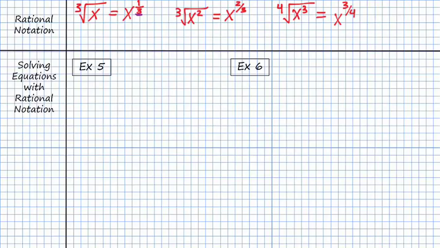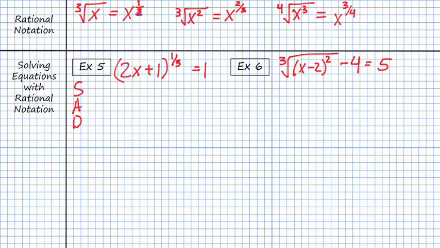All right, so let's see this and see how it makes our problems look a little bit nicer and a little bit more reasonable to solve. So for our first problem, we've just set it up where we already have 2x plus 1 to the 1/3 power is equal to 1. So now, when we write SADMAP, we don't even have to remember the fact that radicals go in the same place as the exponents. Radicals are naturally in the same place as an exponent.